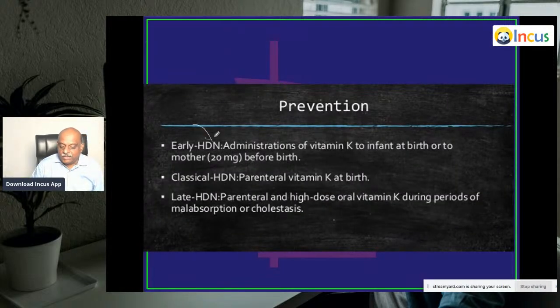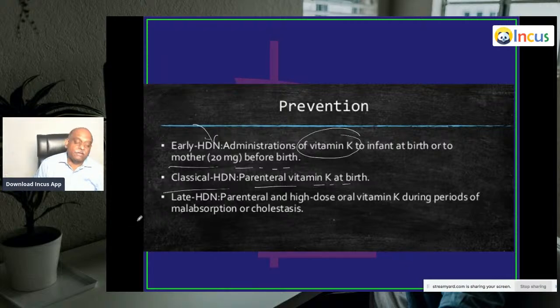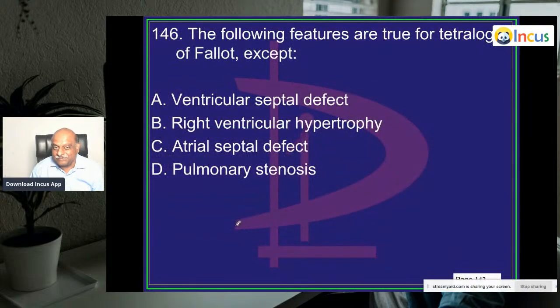So early HDN, if you administer vitamin K to infant at birth or to mother, 20 milligram before birth. Classical HDN, treated with parenteral vitamin K at birth, prevention. Late HDN, parenteral or high dose oral vitamin K during periods of malabsorption and cholestasis, you can avoid late HDN.